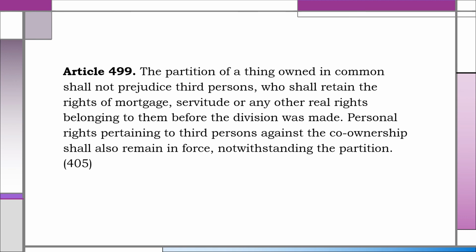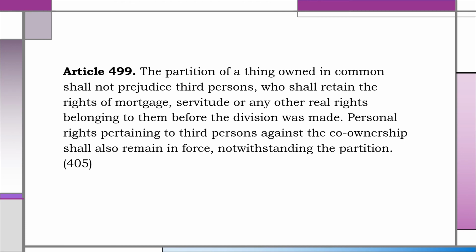Article 499. The partition of a thing owned in common shall not prejudice third persons who shall retain the rights of mortgage, servitude, or other real rights belonging to them before the division was made. Personal rights pertaining to third persons against the co-ownership shall also remain in force, notwithstanding the partition.